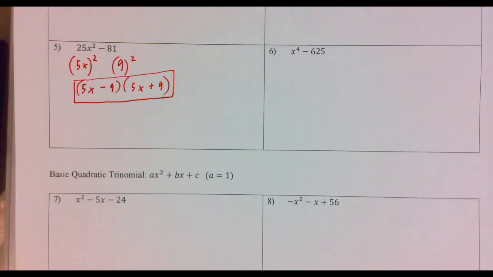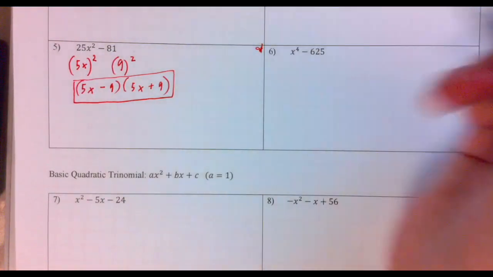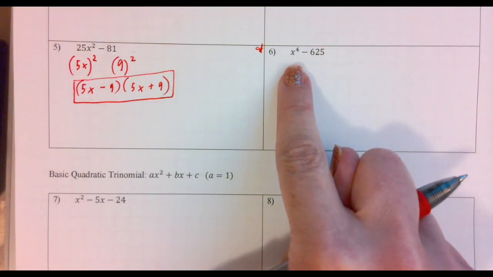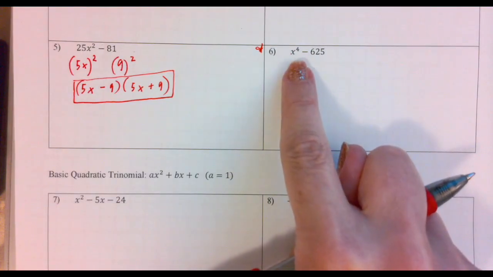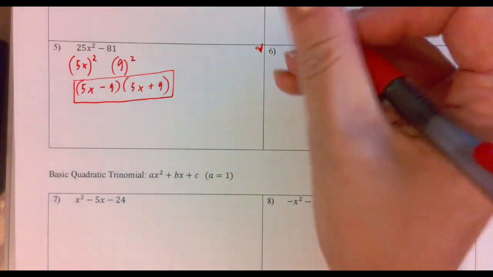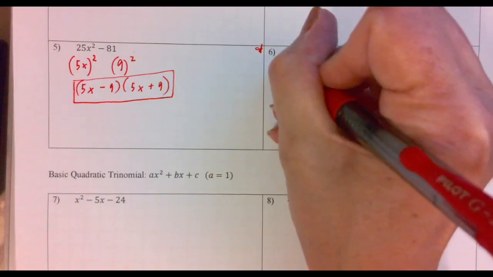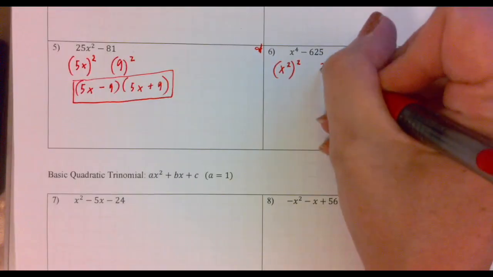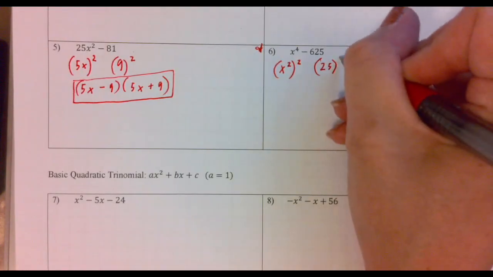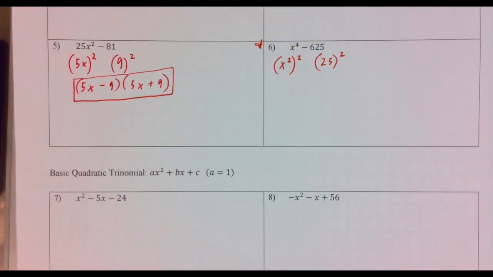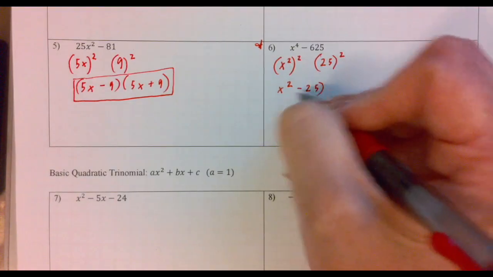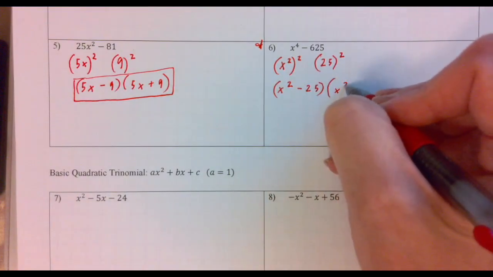Okay, this last one here is meant to be a little bit more challenging. So here, x to the 4th is still a perfect square. If I asked what is the square root of x to the 4th, that's x squared. So this is x to the 2nd power squared. 625 is 25 squared. Okay, so I've identified my perfect squares, so now I can break it up: x squared minus 25, x squared plus 25.